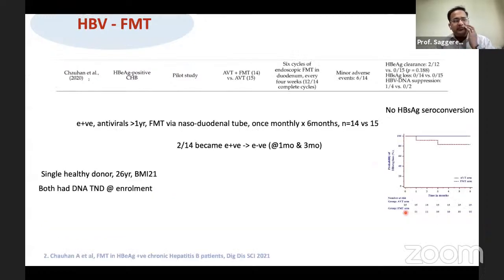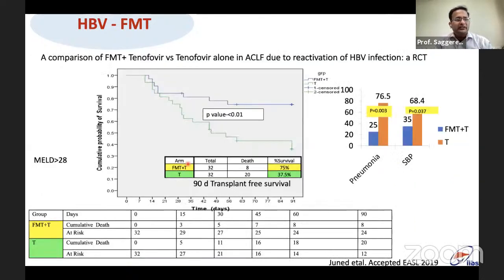In the second study done from AIIMS Delhi, they have also looked at a similar group of patients, E positive, 14 patients. 2 out of 14 became E negative at 1 month and 3 months respectively after FMT from a single healthy donor, but these two patients had DNA undetectable at the start of treatment, but still they were E positive. And these are very preliminary results, but they are definitely encouraging.